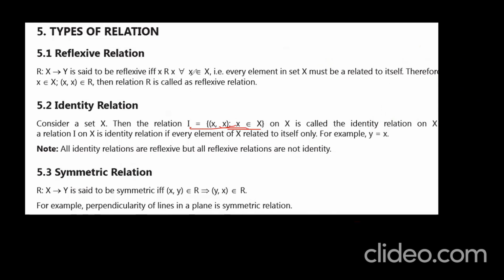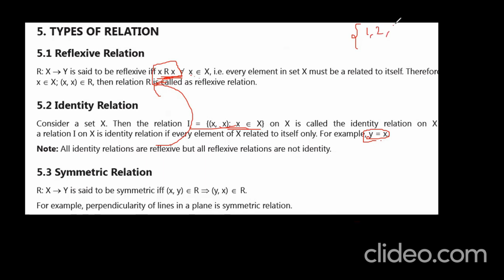But reflexive is said to be reflexive if X is related to X for all X. Here (X, X) belongs to R. Particularly you are saying Y is equal to X. That means all identity relations are reflexive. But a reflexive may not be identity.